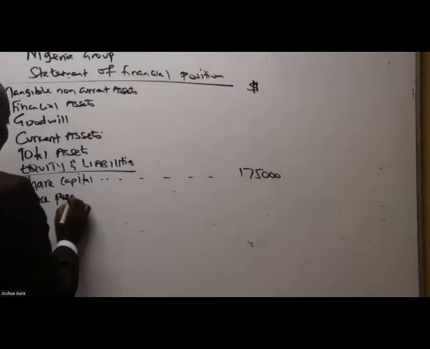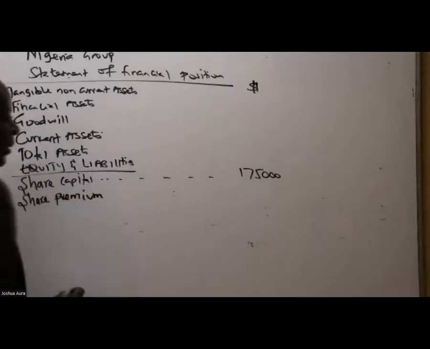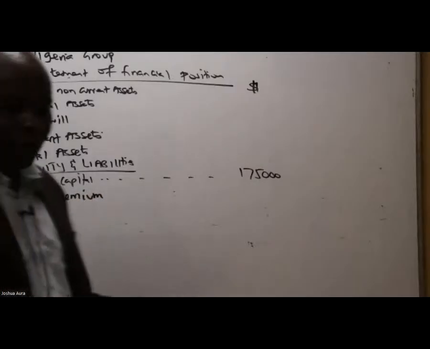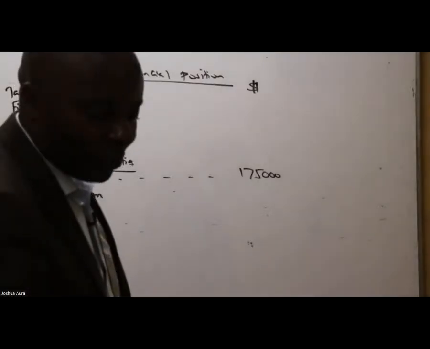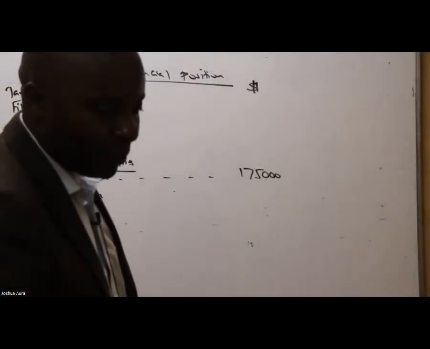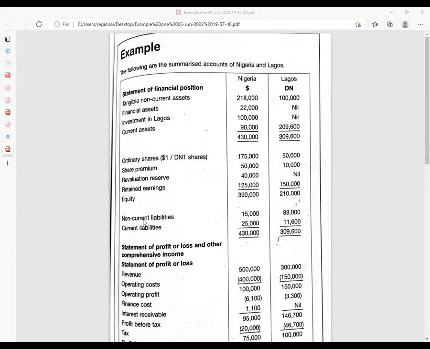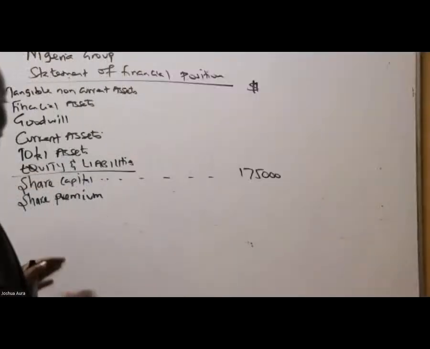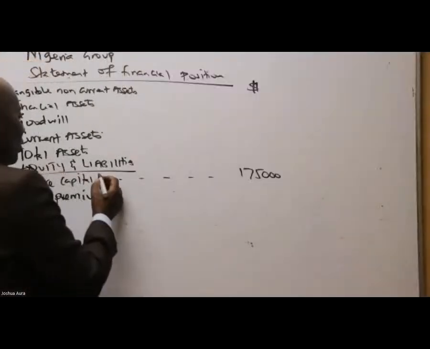Share premium. So what do I have here for share premium? The same. You pick the one of the parent. These are the free marks I'm talking about. So share premium, 50,000. I'll pick it the way it is. The parent only. If I were you, I would have written here parent.